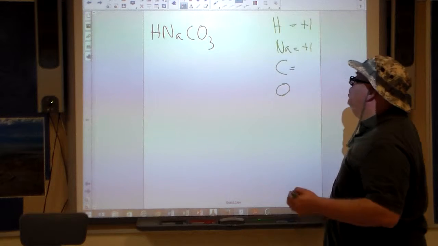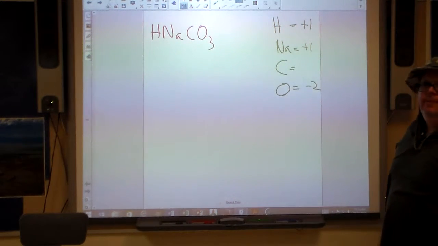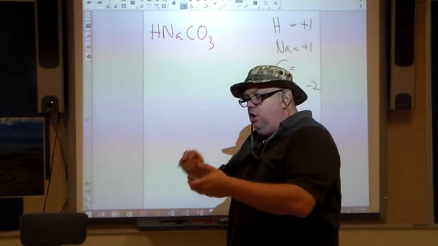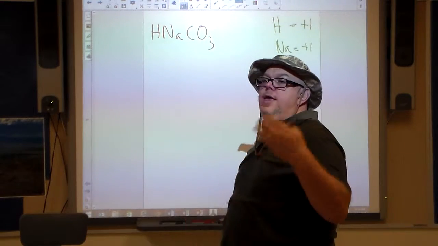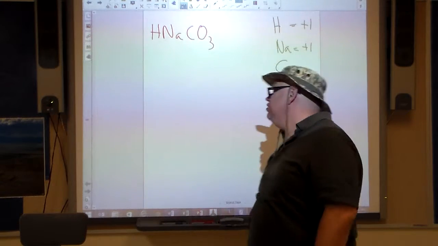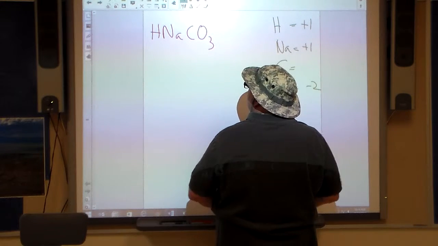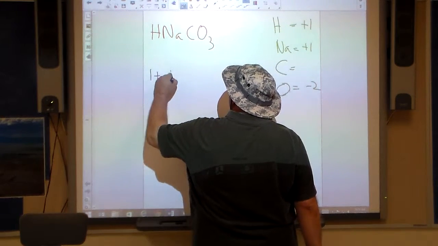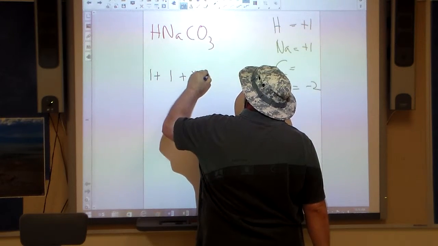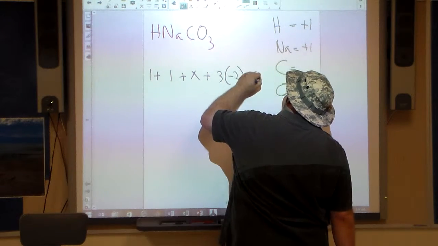Now the oxygen, we know the oxygen is going to have a -2 charge. How do we know? It's not a peroxide, and it's not occurring as pure O2 in the environment. It's connected to the carbon. It's got a -2 charge. So let's look at this. I have here 1 + 1 plus x plus 3 times a -2, and that equals 0.